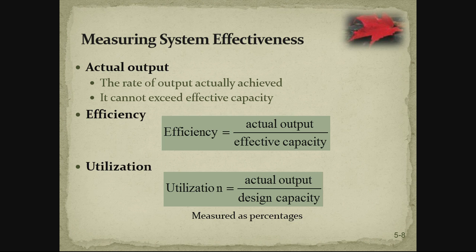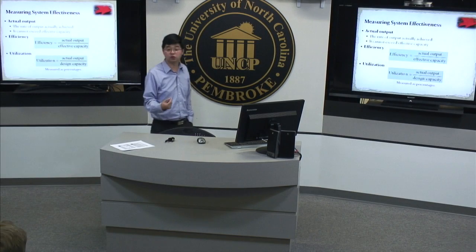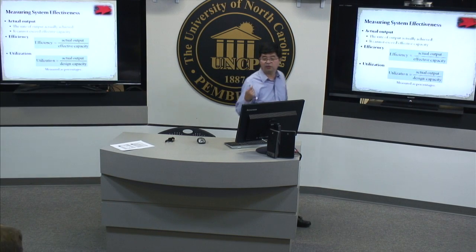The second measurement is called utilization. It is the actual output divided by the design capacity. Because design capacity is the maximum, it's much larger than the effective capacity and also larger than the actual output. So utilization is also between 0 and 1. These two numbers are always percentages. Always percentages. Is it clear for you?